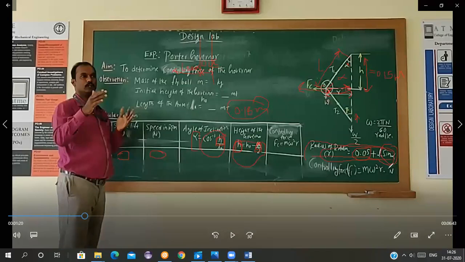Then by using that radius of rotation, you have to put it in the formula of centrifugal force. Centrifugal force will be m R omega squared. You know the mass of the ball. We have taken it as 0.7 kg mass of the ball, and omega, whatever omega we are getting, we are going to put it here. So we will get the value of the centrifugal force which is acting at the ball.